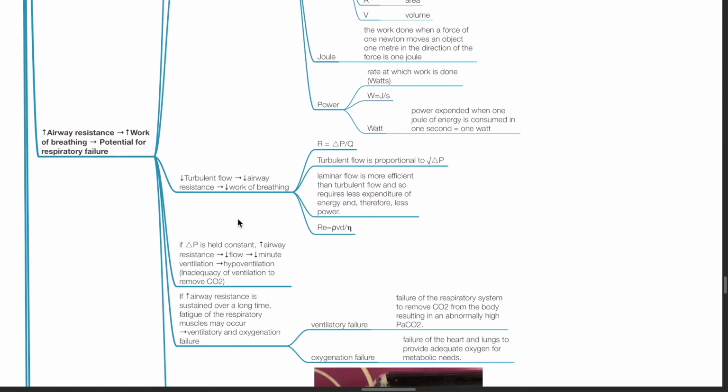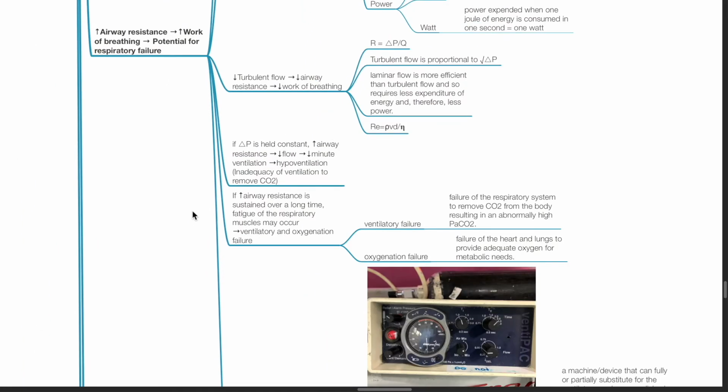Reduction of turbulent flow results in reduced airway resistance and reduced work of breathing. Laminar flow is more efficient than turbulent flow and so requires less expenditure of energy and therefore less power. If the driving pressure is held constant, increased airway resistance produces reduced airflow, reduced minute ventilation, and hypoventilation.